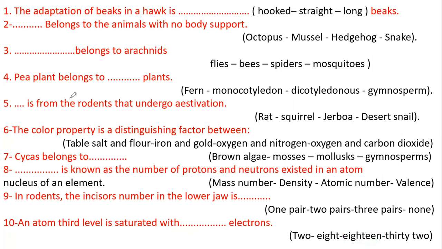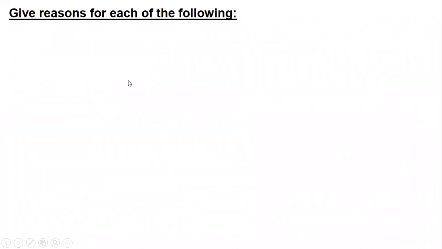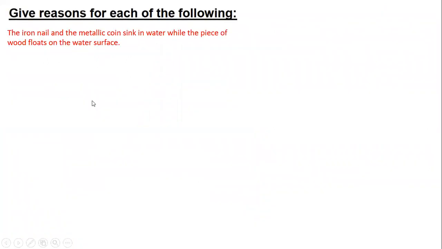Next question. Give reason. Question number one. The iron nail and the metallic coin sink in water, while a piece of cork or a piece of wood floats on the water surface. This is related to density, yeah?